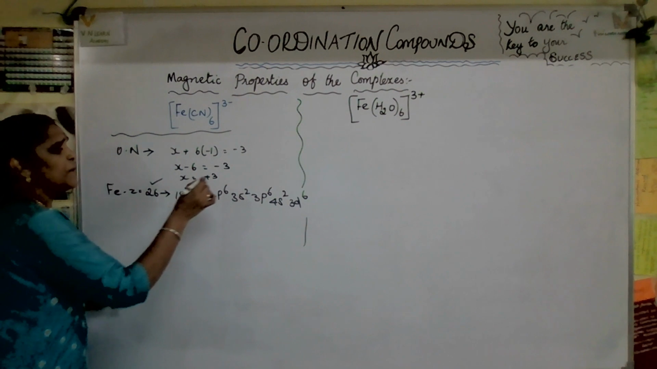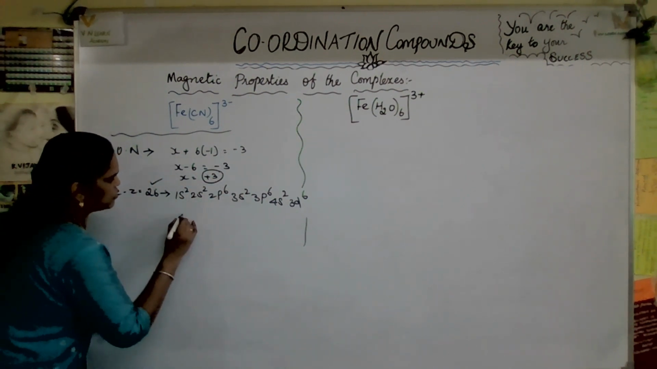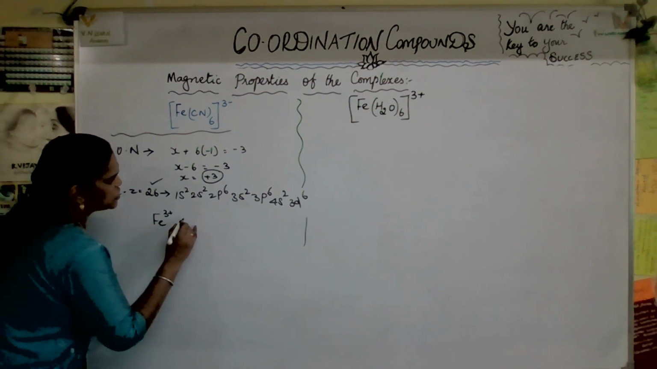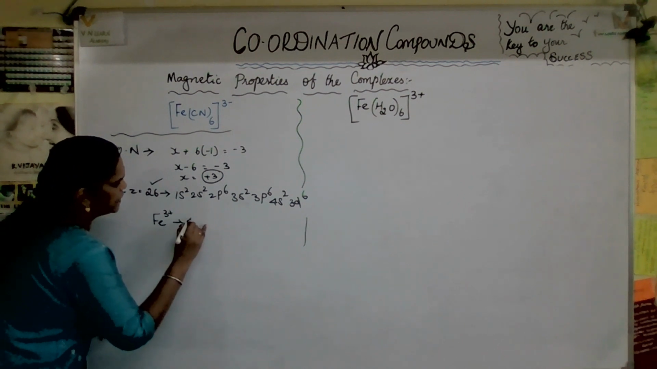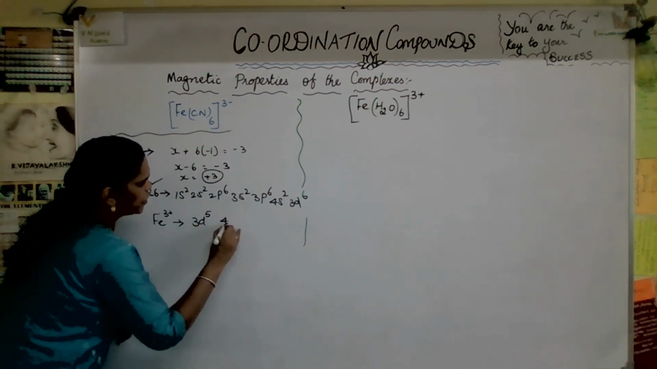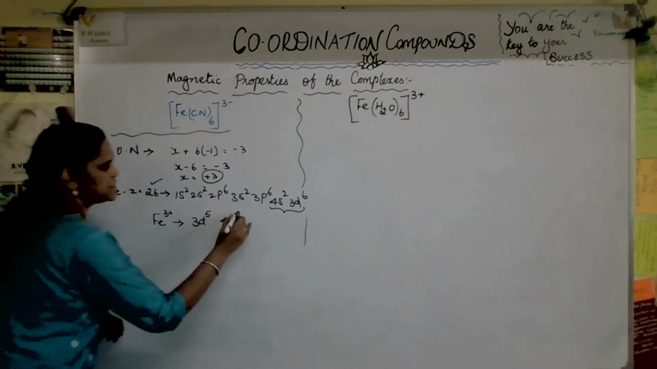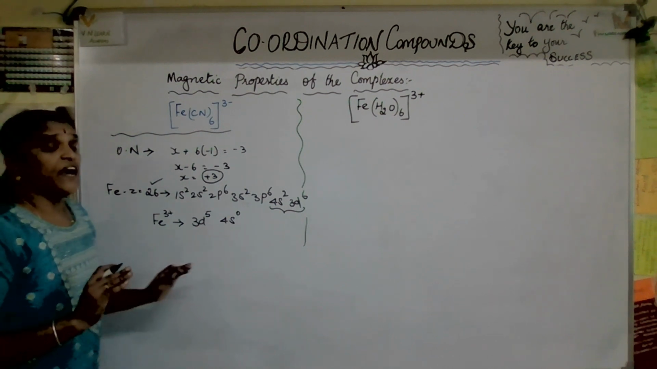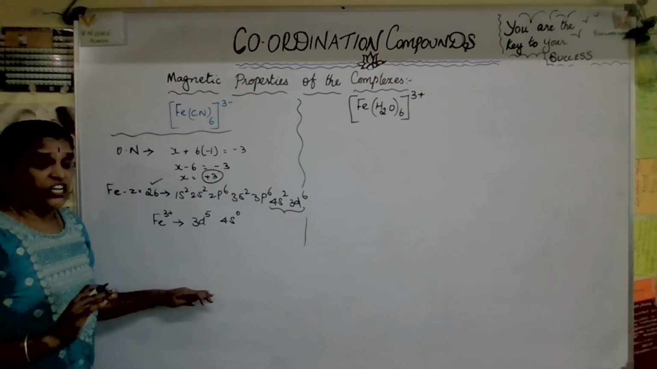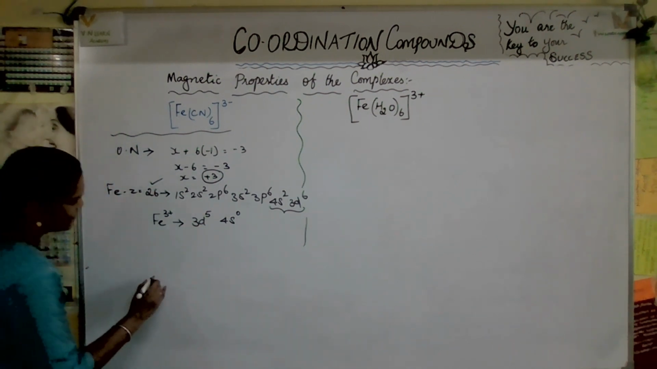Okay, now how many electrons we have to remove from the outermost orbital? Of course, 3 electrons. So Fe3+, right? So that means here 3d5, 4s0. See here, 3d5, 4s0, right? Now, we are going to fill the electrons in that t2g or eg. Let us go and find out.